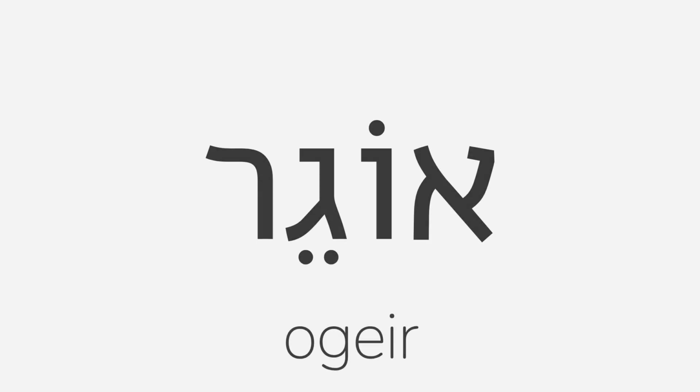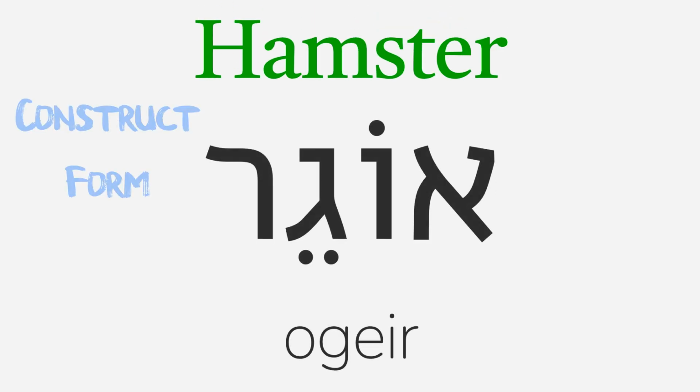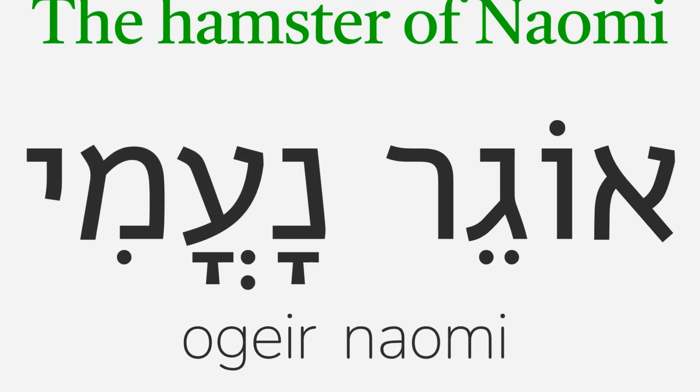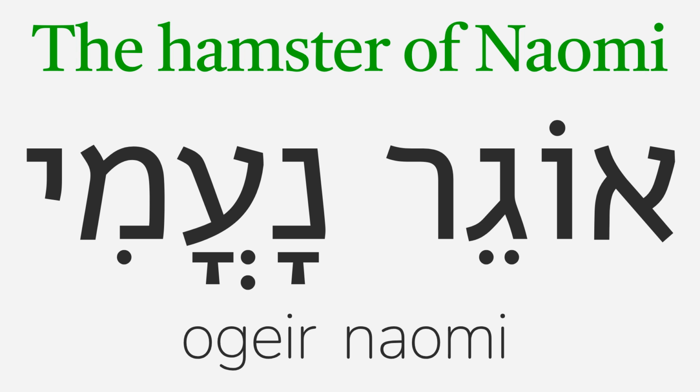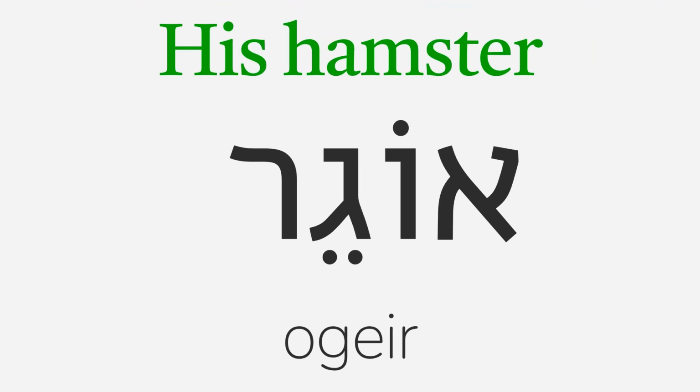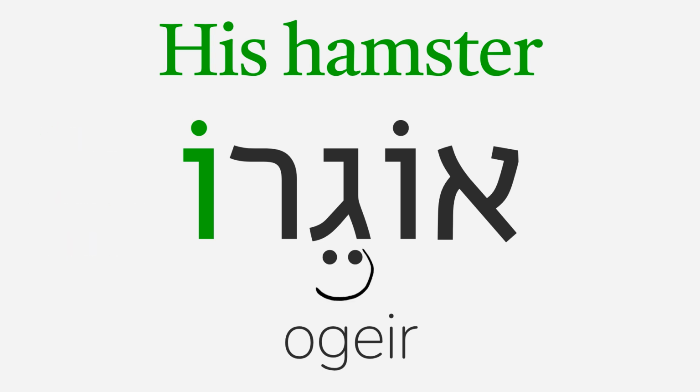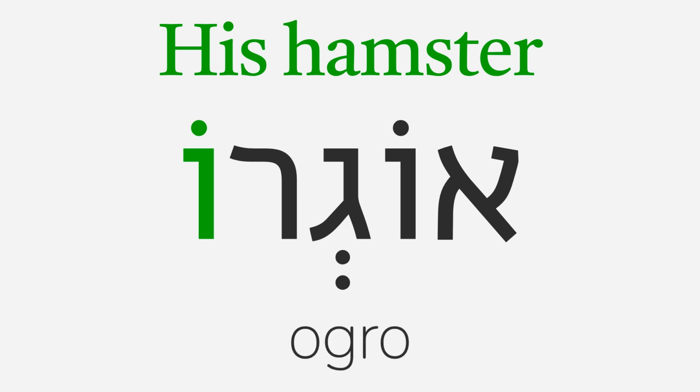Another example of vowel shortening to a shva when we add a suffix is the word oger, hamster. The construct form of this word is also oger, which we can use in the phrase oger Naomi, the hamster of Naomi. But to say his hamster, we add a singular his suffix, o, to this construct form, which now allows the tsere to shorten to a shva.